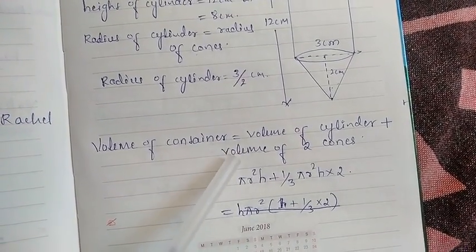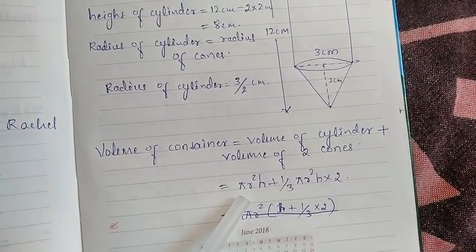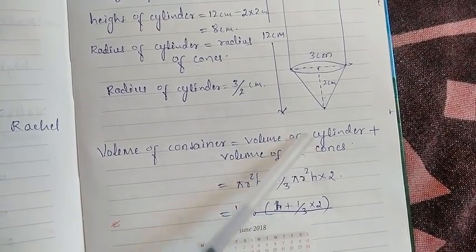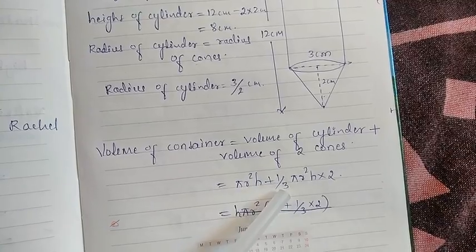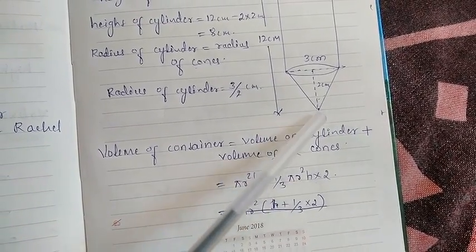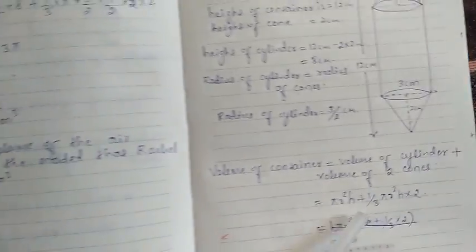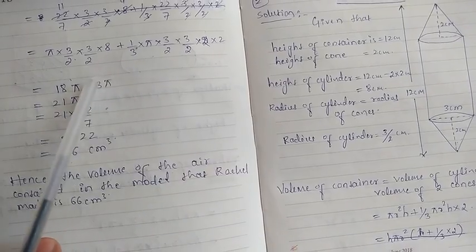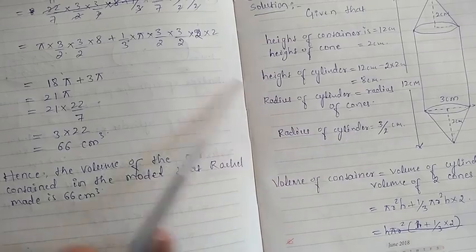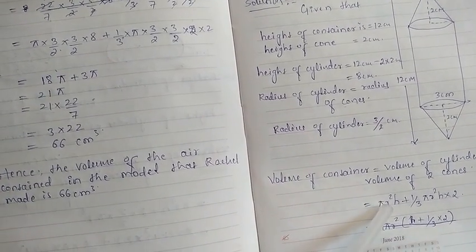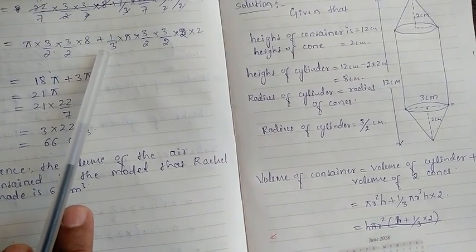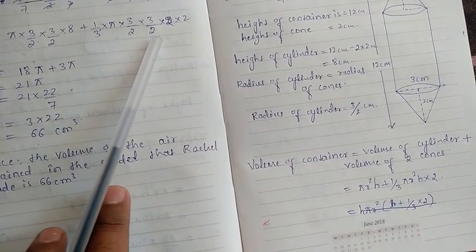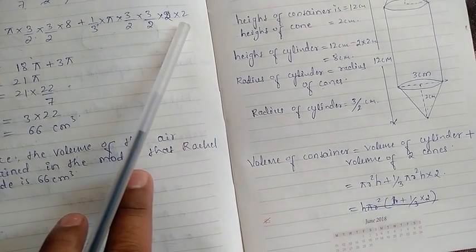So put the formula. We know the formula for the volume of a cylinder is pi r square h, plus 2 times the volume of the cone, which is 1 by 3 pi r square h, into 2 cones. Then substitute the values. Keep pi as it is, then r square is 3 by 2 into 3 by 2, and the height of the cylinder is 8 cm. Then plus 1 by 3, pi as it is, r square 3 by 2 into 3 by 2, into this 2 value.